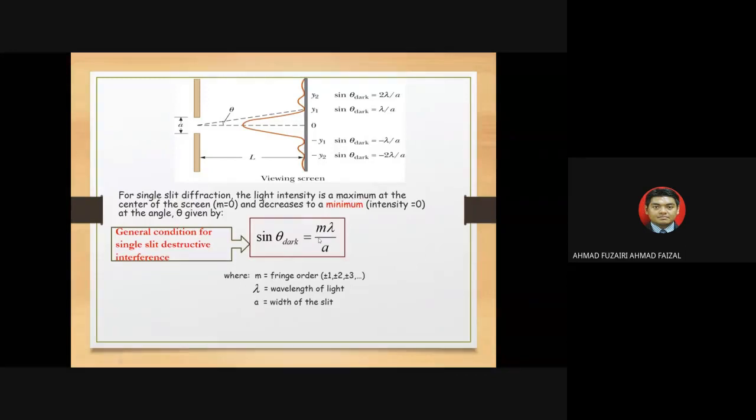And in the equation, m refers to fringe order number, it begins with 1 because 0 over here is a bright spot. Lambda is wavelength of light and a refers to width of the slit. These two quantities are measured in meter.